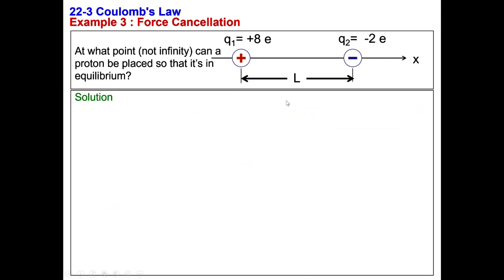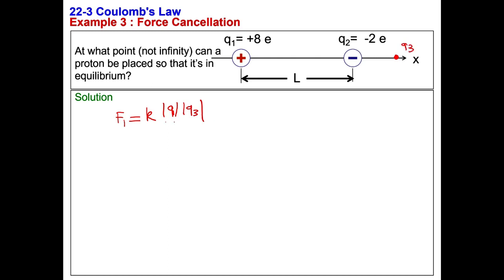So let's take this situation. This is the proton here. Let's determine the magnitude of F1. F1 is Q1 times the charge of the proton, which is e. Let's call it Q3.